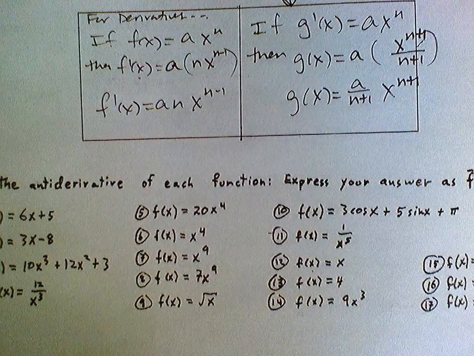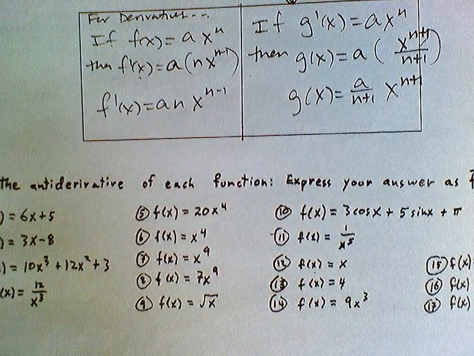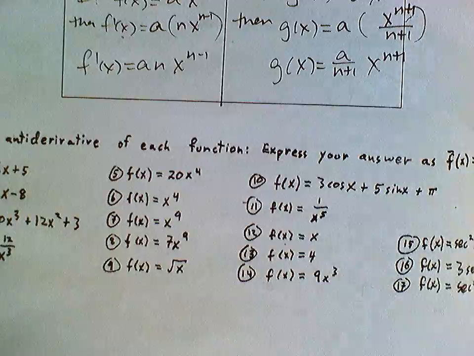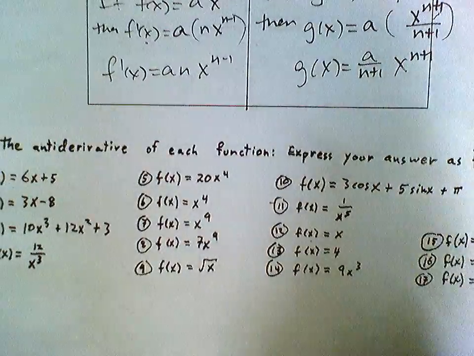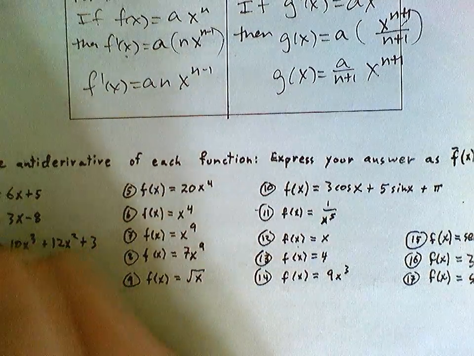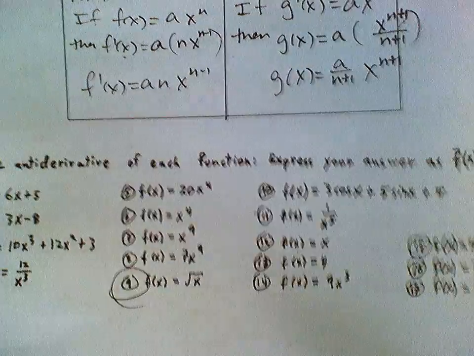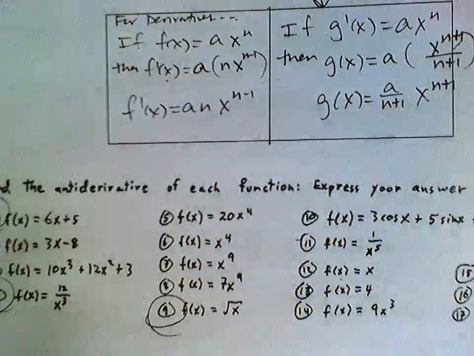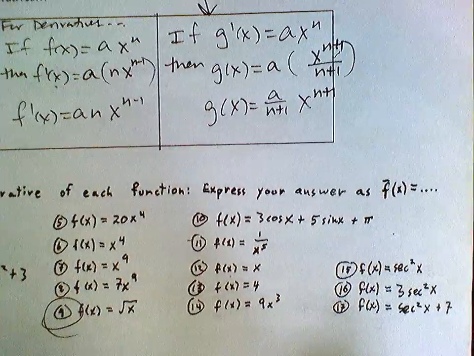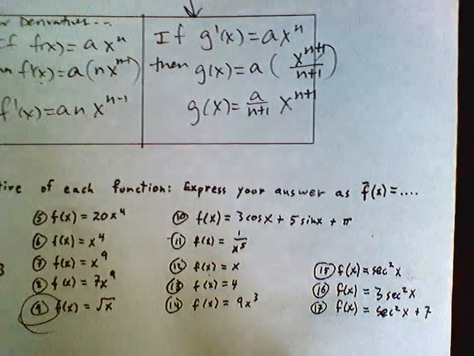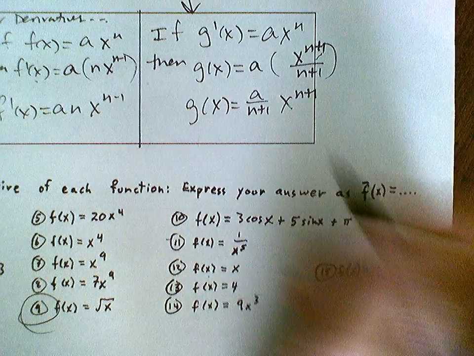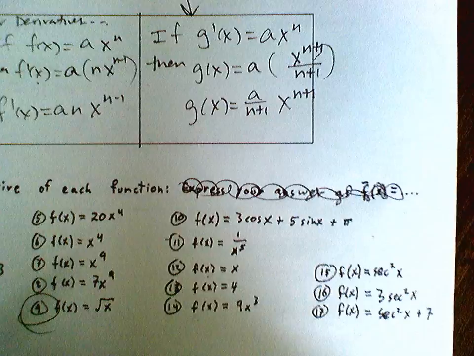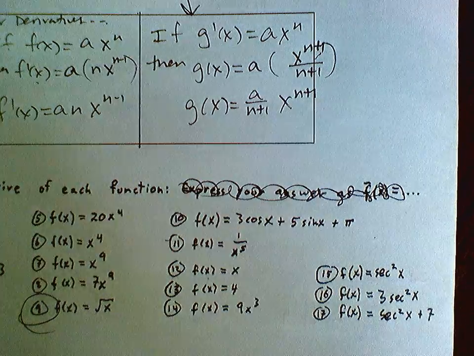Alrighty, so let's just do a few examples. We're going to do examples 1, 4, and 9. All right, so we'll do 1, 4, and 9. And we're going to find the antiderivative of each function, and we're going to be using the power rule. And let's cross off these directions that say express your answer as that. And I'd like you to do this instead.